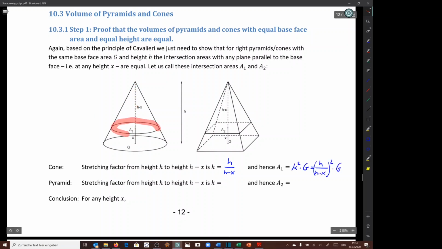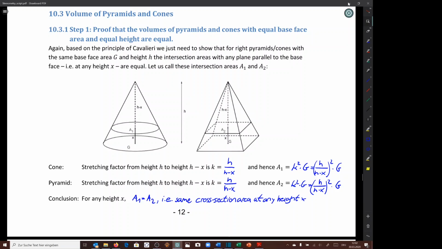And the cross-section area is then just k squared times the base face area, so H divided by H minus x, squared, times G. The same applies to the pyramid. The stretching factor is again H divided by H minus x, and hence the cross-section area is H divided by H minus x, squared, times G. So it is absolutely independent of the form of the base of this pyramid. We used here a square pyramid. We could have used any type of pyramid, and we see also it's exactly the same as the formula for the cross-section area of the cone.